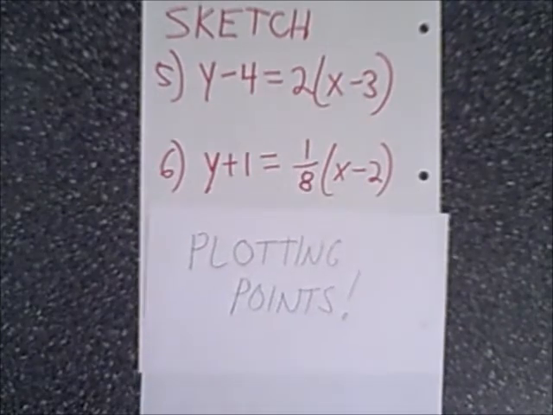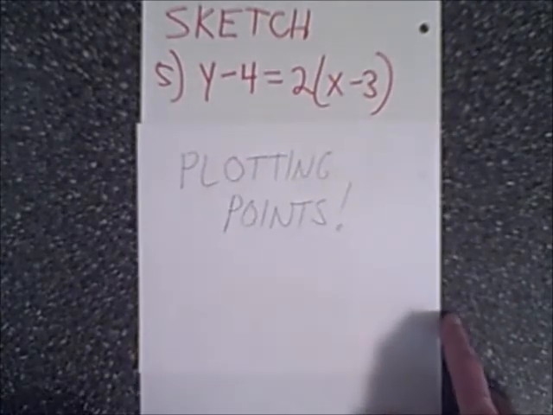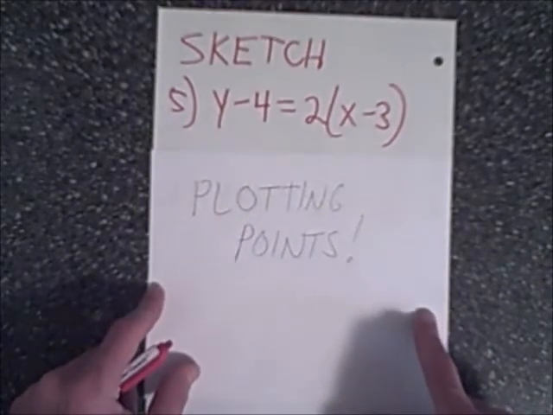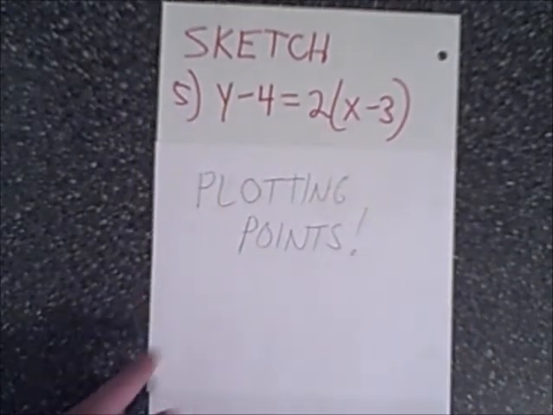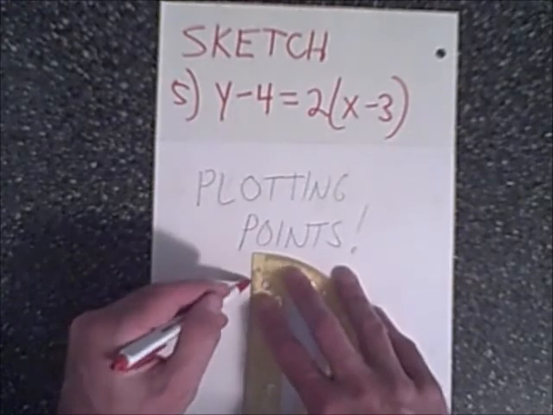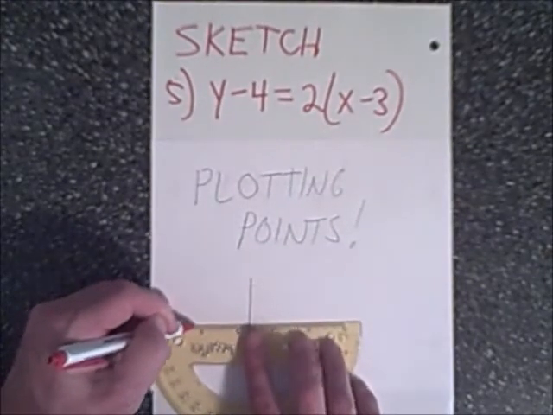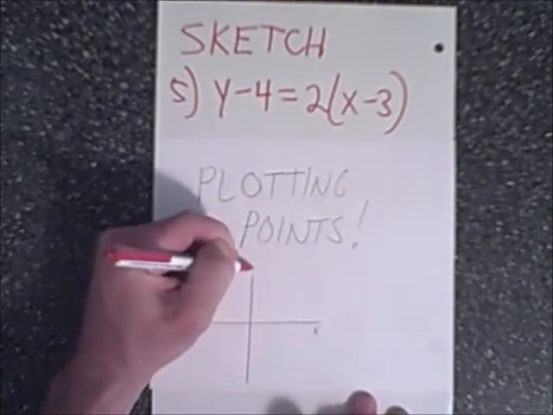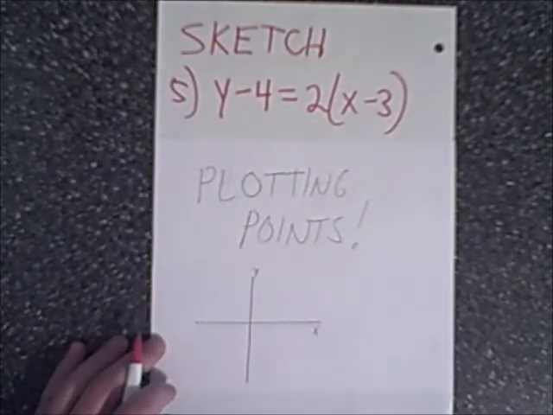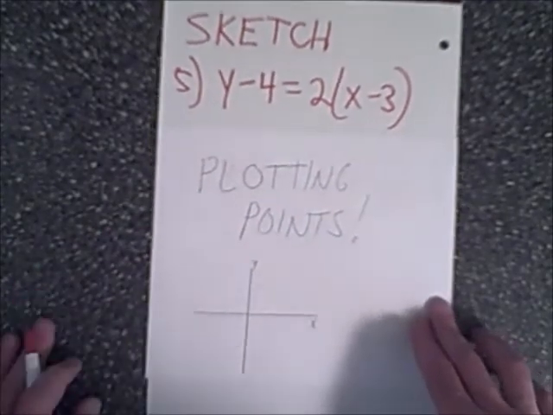So let's start with the first example. Okay, y minus 4 equals 2 times the quantity x minus 3. And again, on the left, we'll sketch our coordinate plane. This is x and this is y. And all we need to do is just find 2 points. So let's pick 2 points.